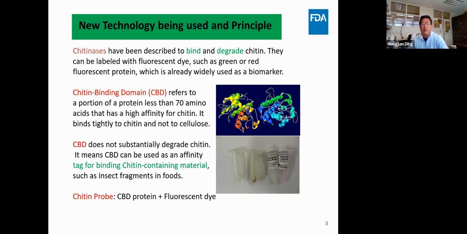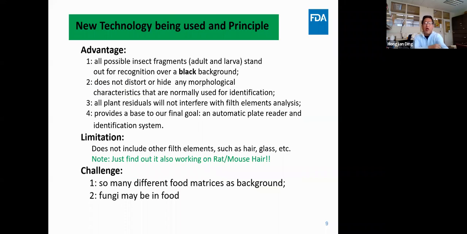Then we make the probe. This kind of technology has the advantage, compared with our current approach, that all possible insect fragments, adult and larval, can stand out for recognition over a black background. With the current method for adults, we can see leg, antennae, and elytra with no problem, but for the larval, it's hard to find them.